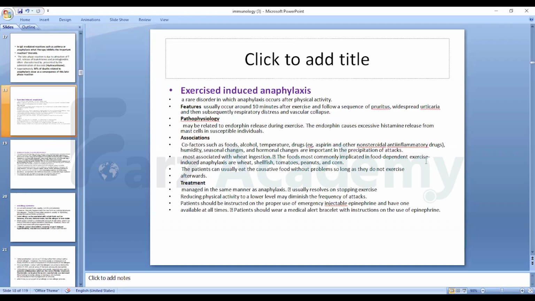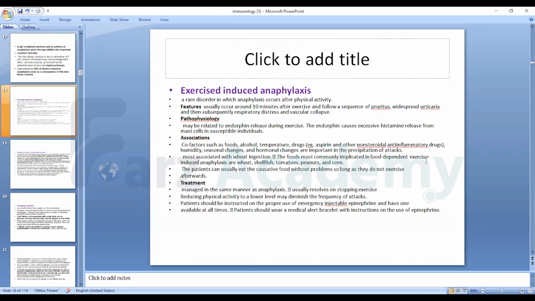Associated cofactors such as food, alcohol, temperature, drugs, aspirin and other non-steroidal anti-inflammatory drugs, humidity, seasonal change and hormonal changes are important in the precipitation of the attacks. The food most commonly implicated in food-dependent exercise-induced anaphylaxis is wheat. Patients can usually eat the causative food without problem so long as they do not exercise afterwards. Foods implicated include wheat, shellfish, tomato, peanuts, corn.